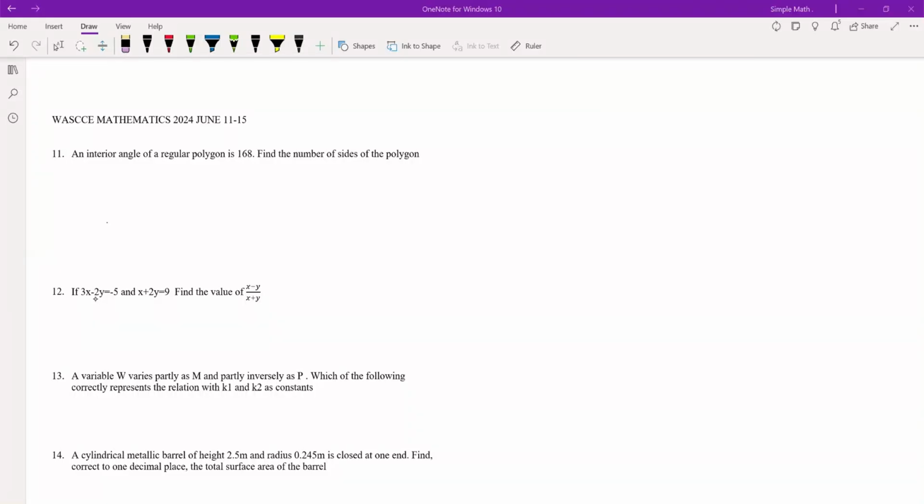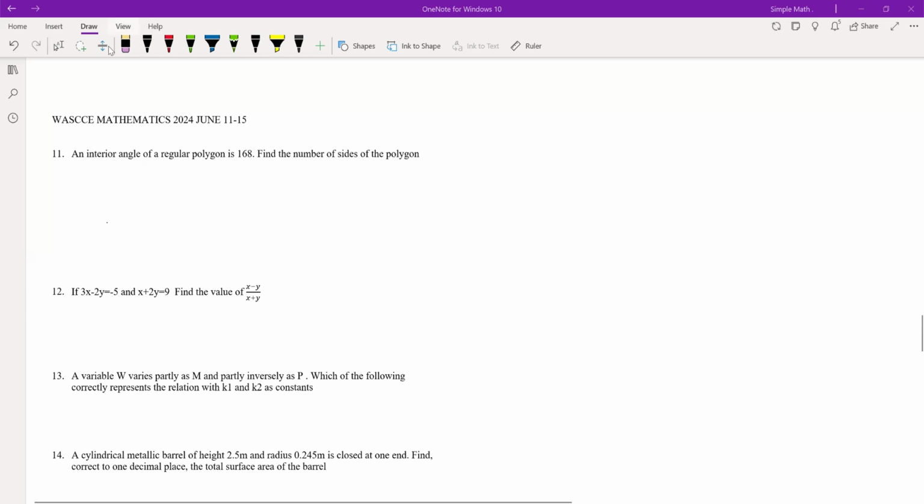So we're going to be going through questions 11 to 15 for the WASSCE Mathematics June 2024. Now, question number 11. An interior angle of a regular polygon is 168. Find the number of sides of the polygon.